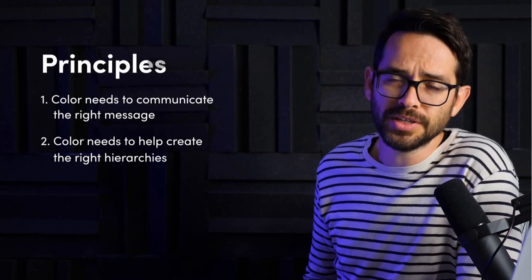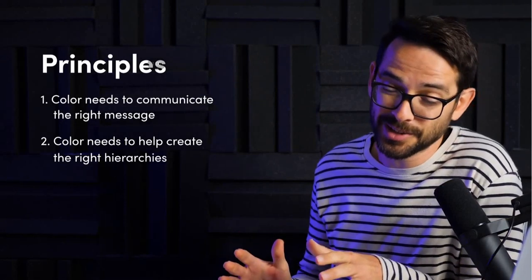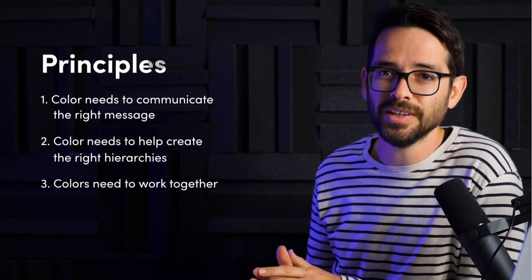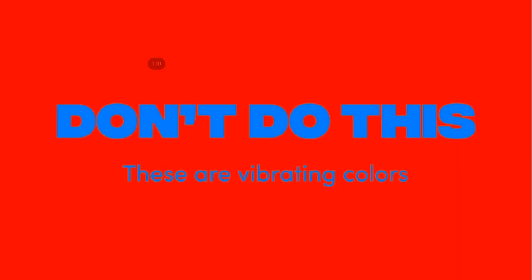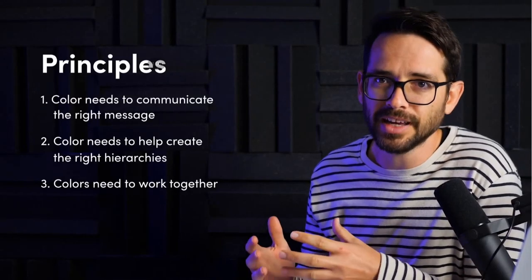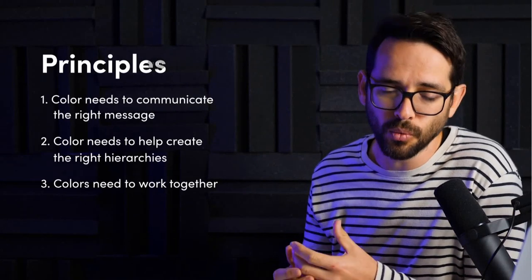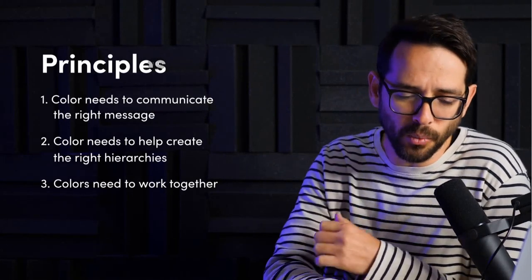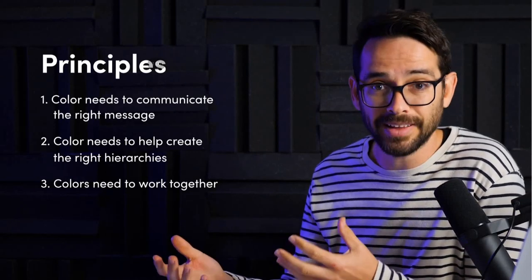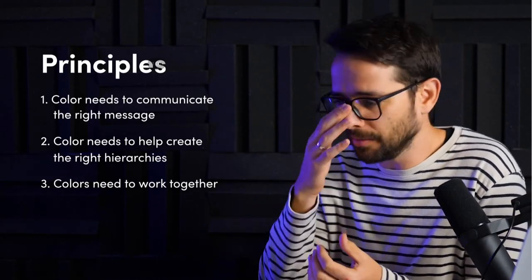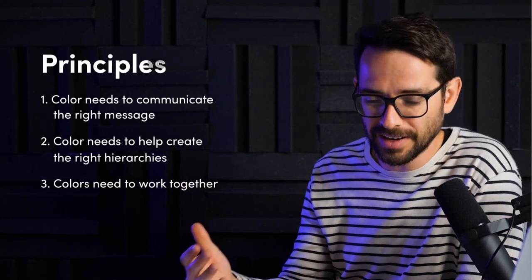Now, the third principle, and this is the toughest one, is that the colors actually need to work together. And obviously there are colors that completely don't work together, right? When you put them one next to each other, it creates flickering, it creates annoyance, and you don't want to do this. And the way that we're going to cover how to combine colors together, a combination of colors is called a palette, and we're going to cover how to do that in this video.